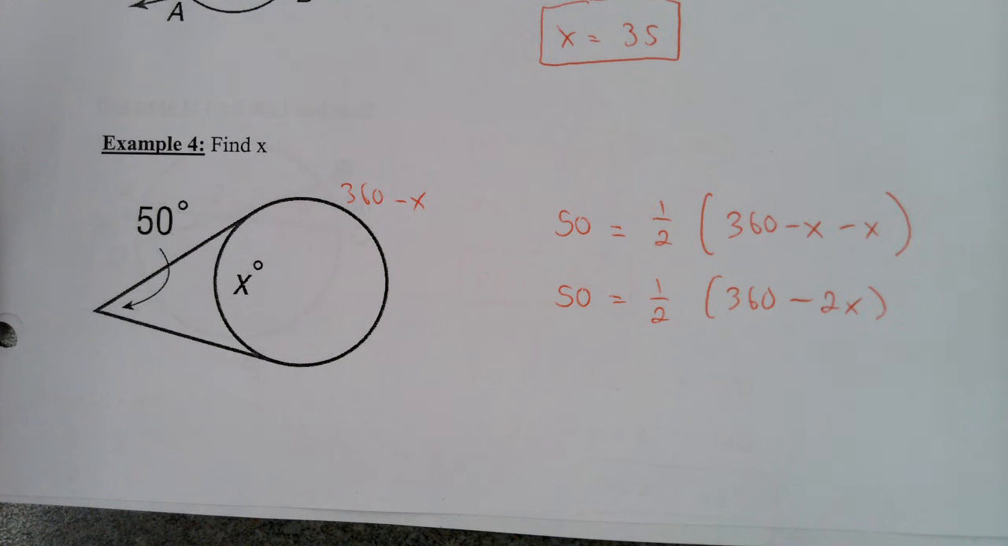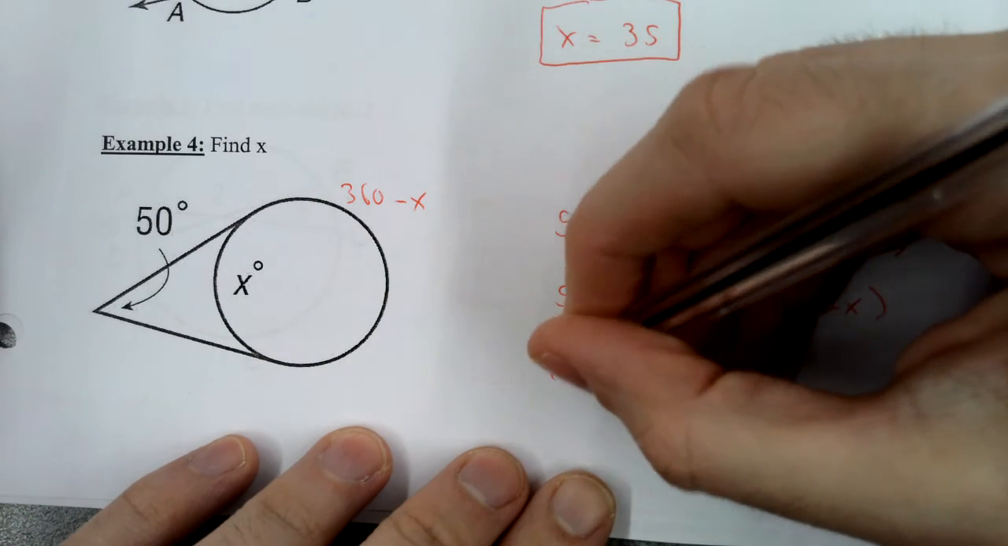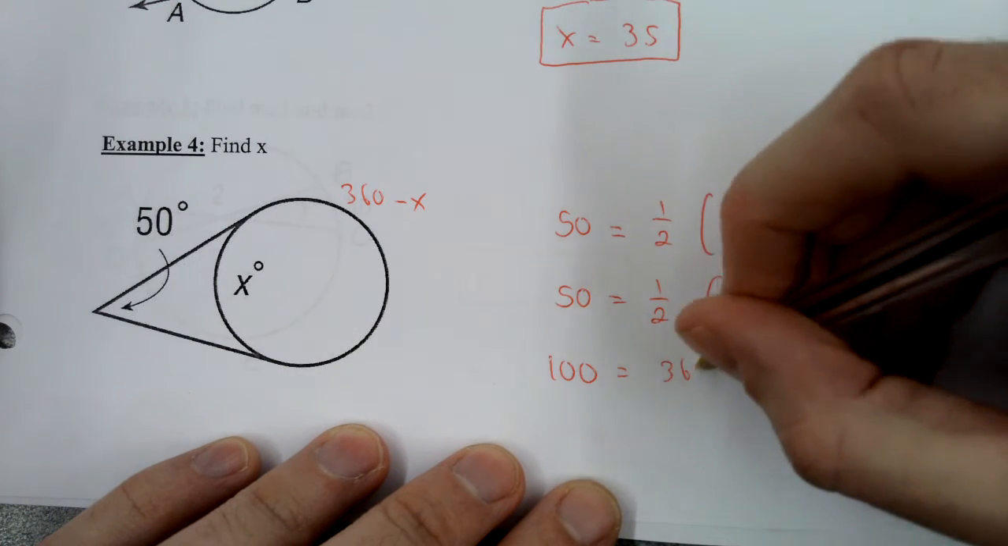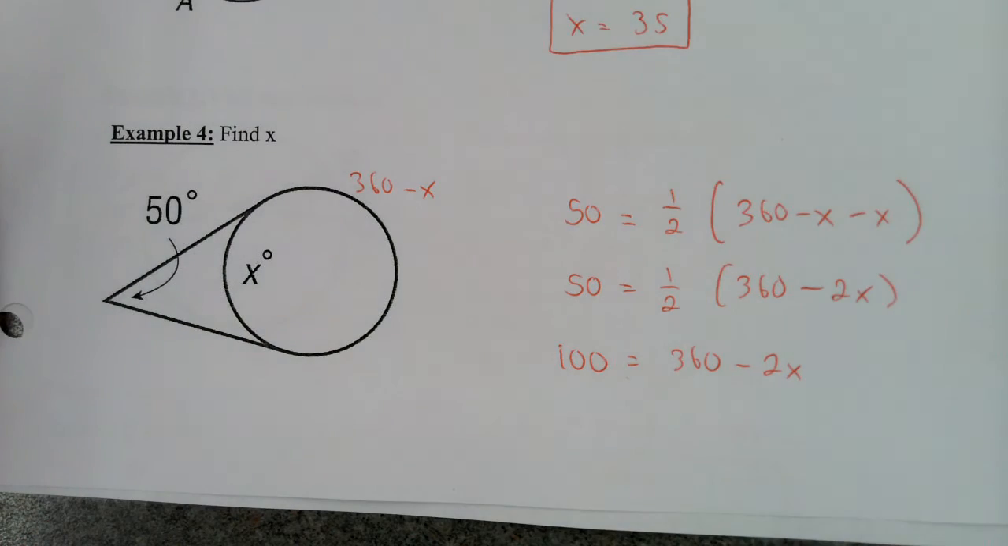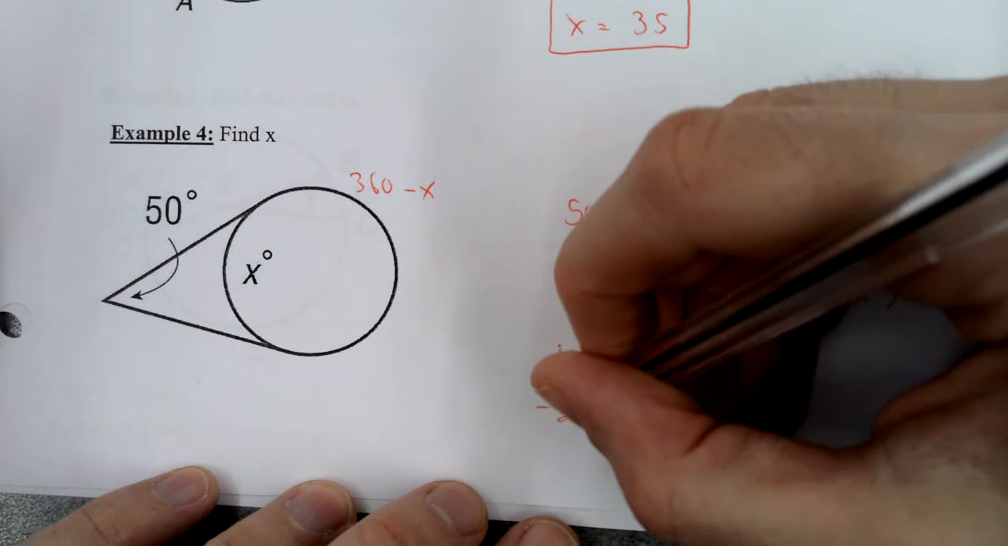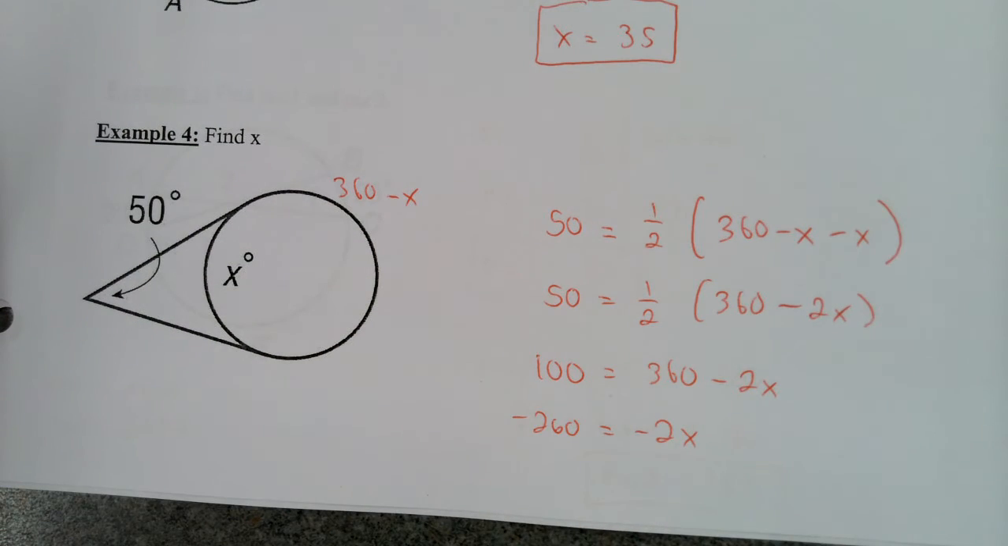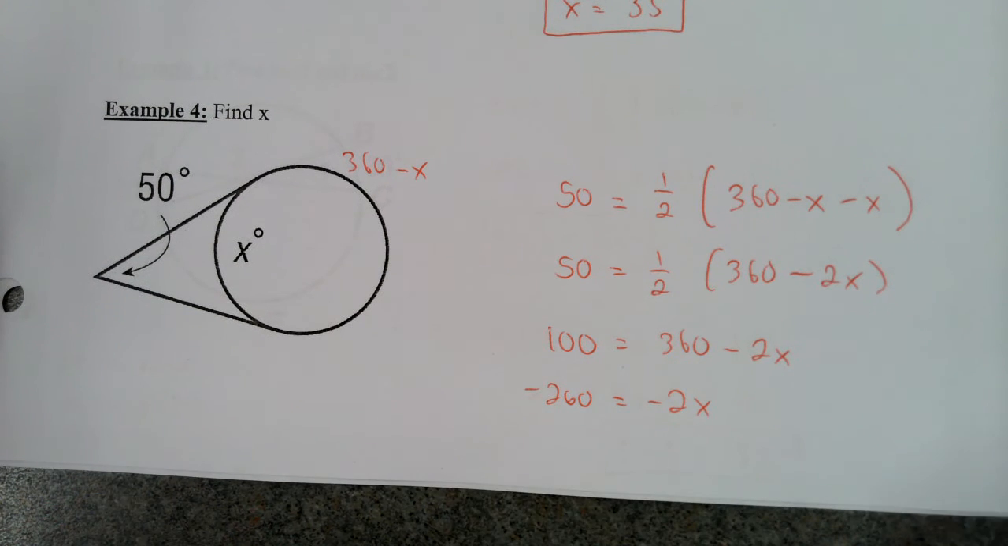Again, there are two options for how you can solve this. You can either distribute the 1/2, which is fine, or you can multiply both sides by 2 to get rid of the fraction. So I'll just multiply each side by 2 to give me 100. 2 times 1/2 becomes 1. So 100 equals 360 minus 2x. Subtract 360 on each side. You get negative 260 equals negative 2x. Divide each side by negative 2, and you get x equals 130.